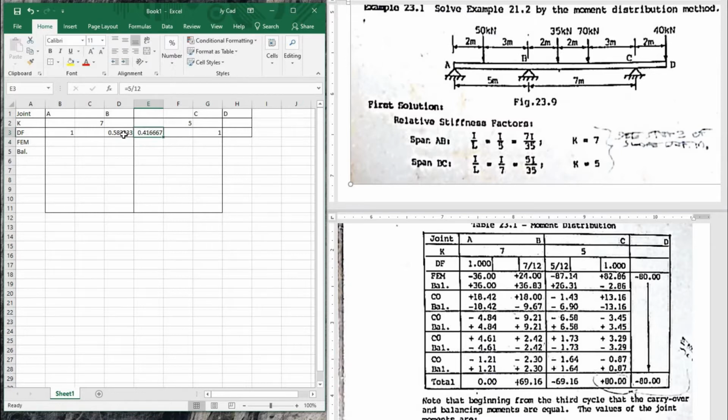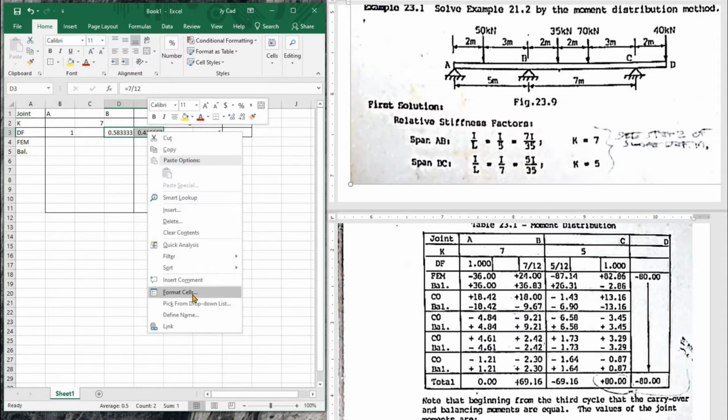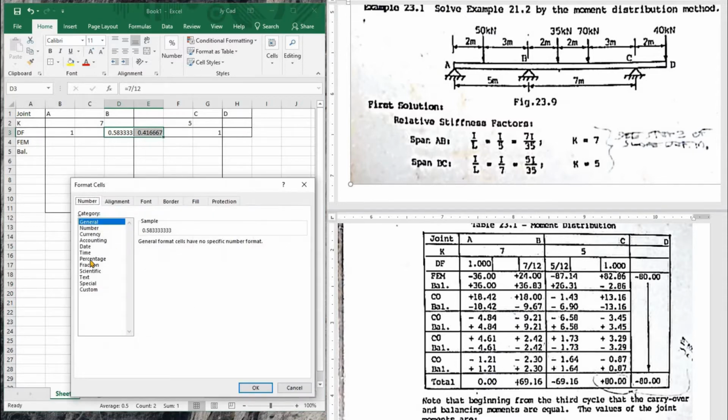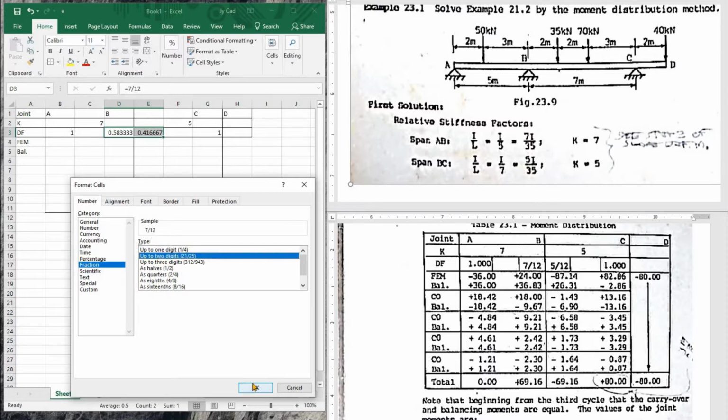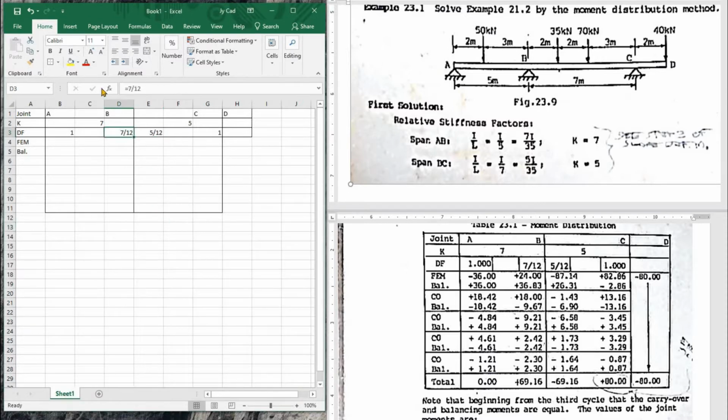And then, pwede mong palitan ito ng fraction. So, you just highlight this, right click, and then punta ka sa format cells. Tapos, palitan mo to ng fraction, and since it is 2 decimal places, yung kanyang denominator, so you choose up to 2 digits. Yan. And then, ito align right, tapos ito align left. Yan. So, looking better, itong distribution factor, pwede mong i-align left.